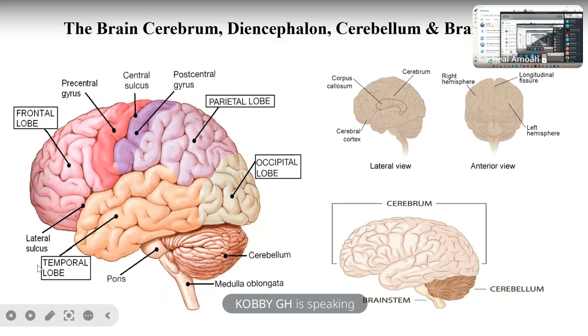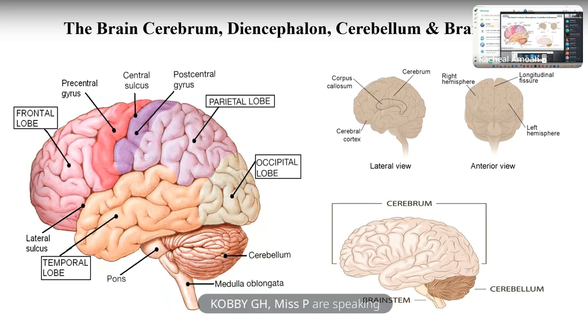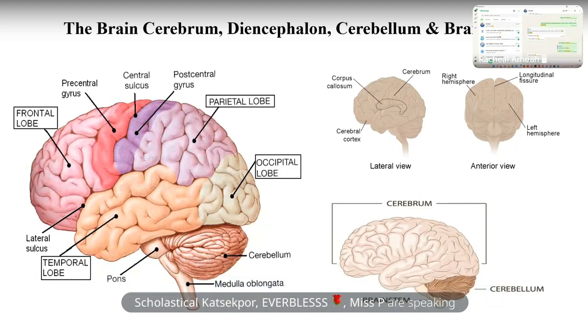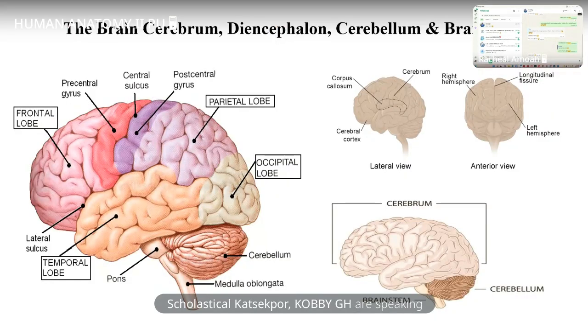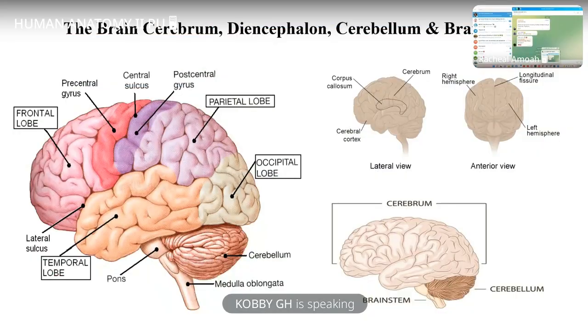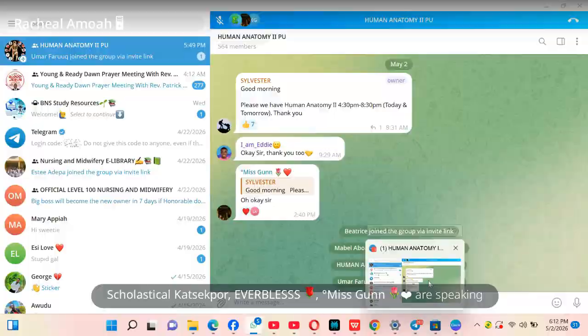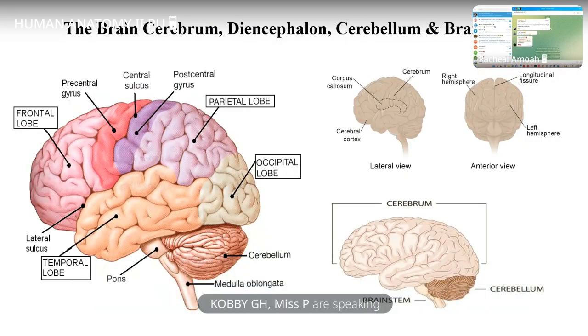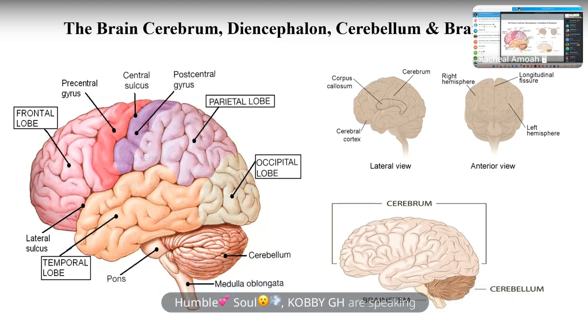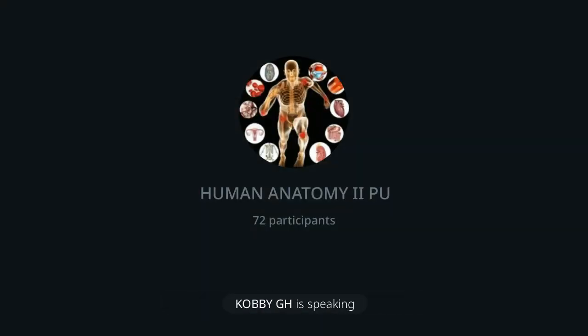Is that okay? Say it for the last time. Frontal lobe. Parietal lobe. Temporal lobe. Occipital lobe. Good, excellent.